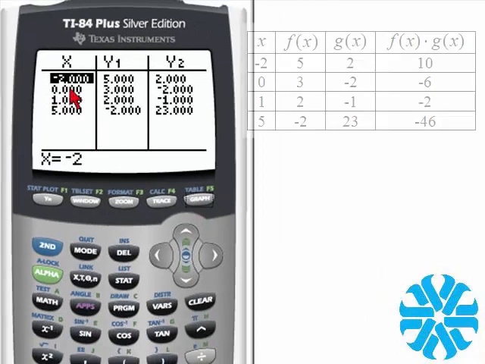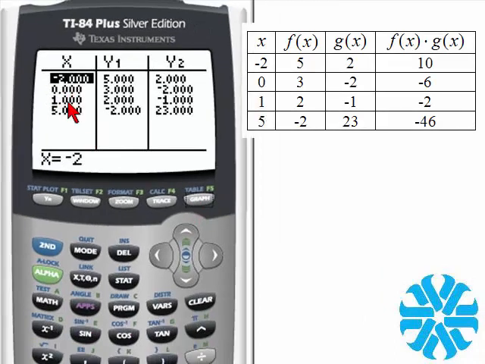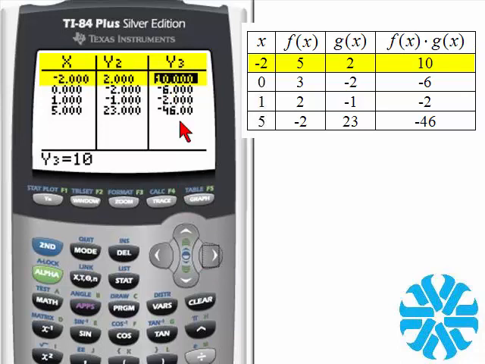Recall that we have already selected our values for x, -2, 0, 1, and 5. So these values will remain the same for y1 and y2. What's going to change are the values at y3. So if we scroll over to y3, we should see the product of y1 and y2. So 5 times 2 is 10. So if we move over for y3, there it is. There's 10 for y3. And let's just go to the last one.